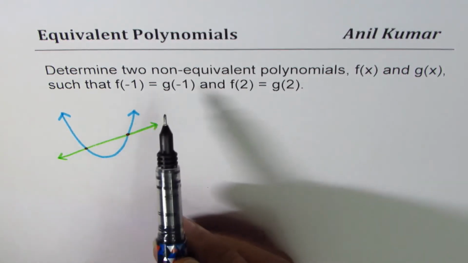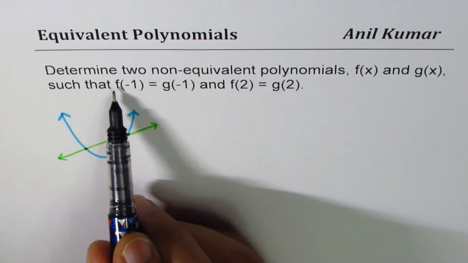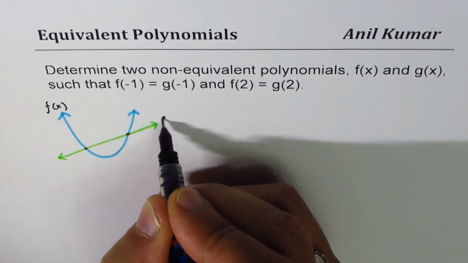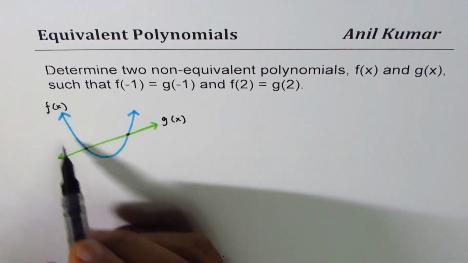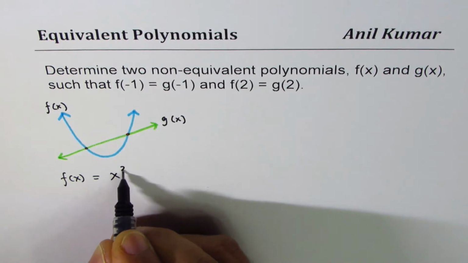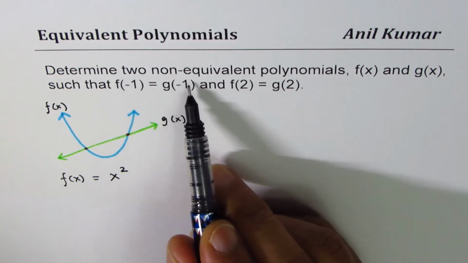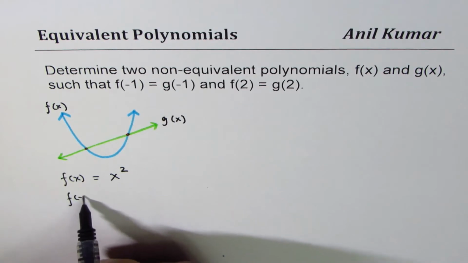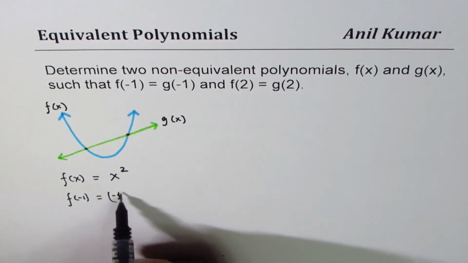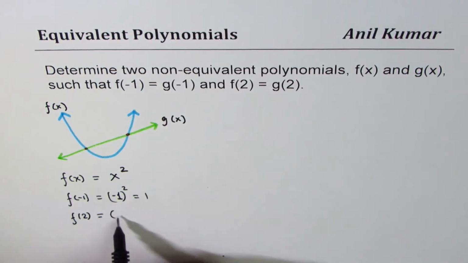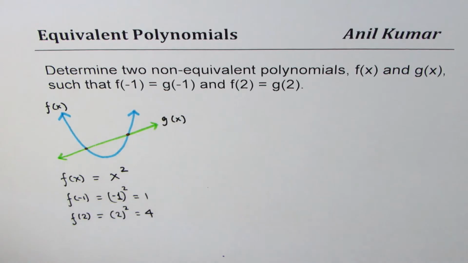Now, we'll extend solving for the given condition. We are given f of minus 1 equals g of minus 1. Let's call this function f of x and the other function g of x. Since it is a parabola, let me take a very simple function, the parent function f of x equals x squared. Why complicate, right? Any two non-equivalent polynomials is what we are interested in. So if f of x equals x squared, then f of minus 1 is minus 1 squared, which is 1. And f of 2 is 2 squared, which is 4, right? So we have the coordinates of these 2 points.